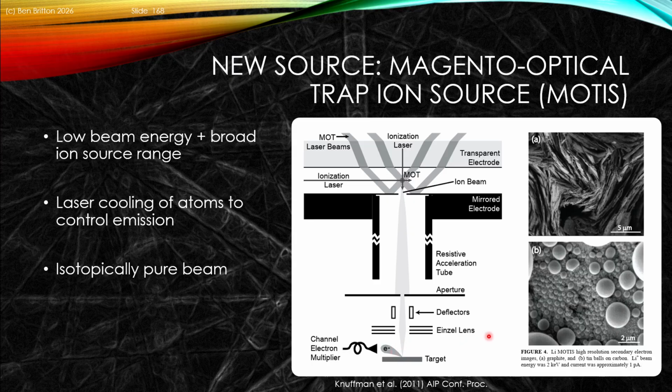And so here we can effectively now use lithium in our MOTIS. This source is super useful because you can be isotopically pure and you can increase the range of materials subject to you tuning the energy of the incoming laser in particular in this. And this enables us to do some cool imaging, so we can look effectively at lithium imaging of graphite and carbon in this, at 2 kV with 1 picoamp, and we get these beautiful images that are present in this material.